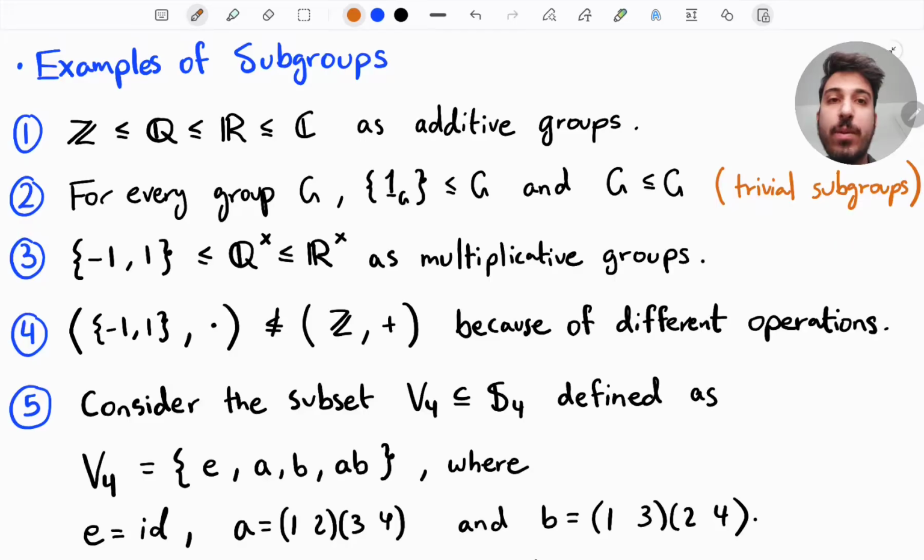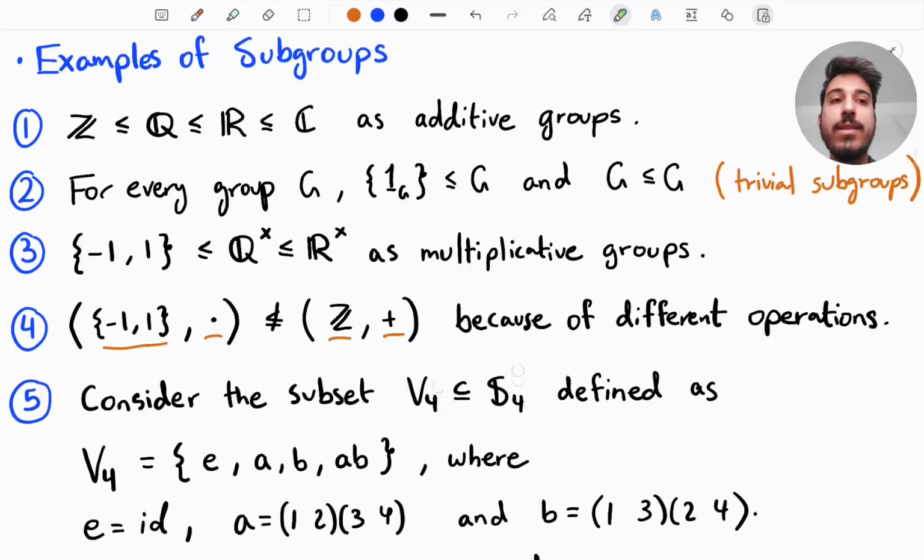We have in number 4 that minus 1, 1 with the operation of multiplication is not a subgroup of the integers with the operation of addition. That is because even though minus 1, 1 are integers, the operation in this group is not the same operation of that group. And we have said that the subgroup and the ambient group should share the same operation. So be careful of that.